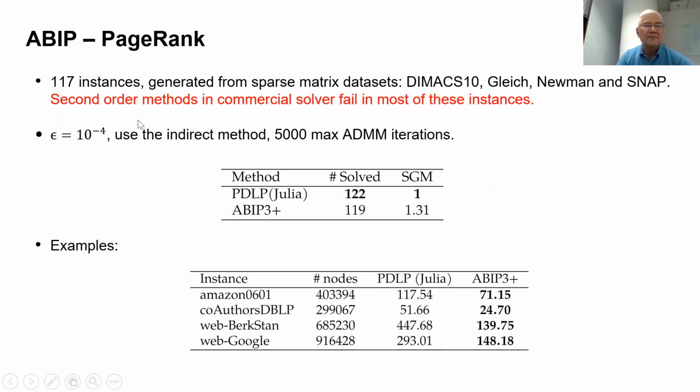And for all these problems, the regular interior point, the commercial codes, all failed to solve them because they are too big. However, the two first order methods right now in the public domain can solve them in a reasonable time. Particularly for certain problems, ABIP, the ADM-based interior point method, is actually faster than Google's solvers. For example, for these problems, they have so many nodes. Google's solver needs 117, I need 71.